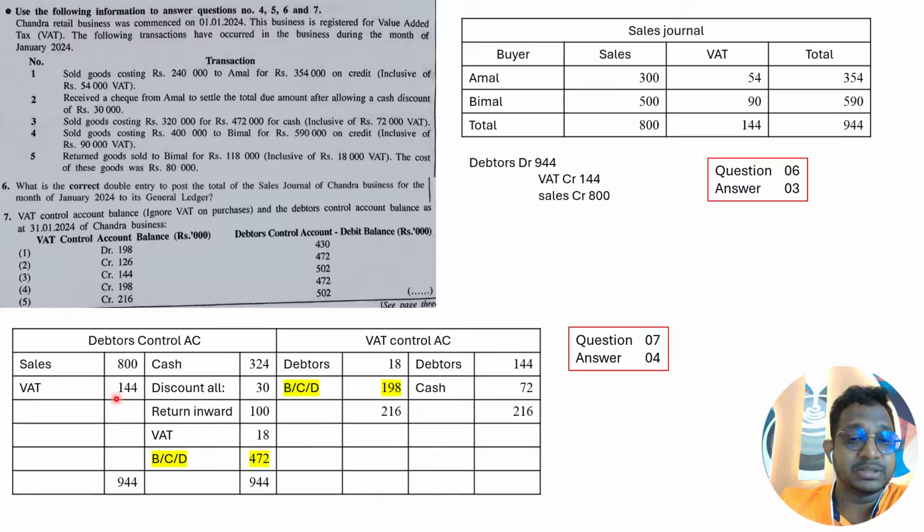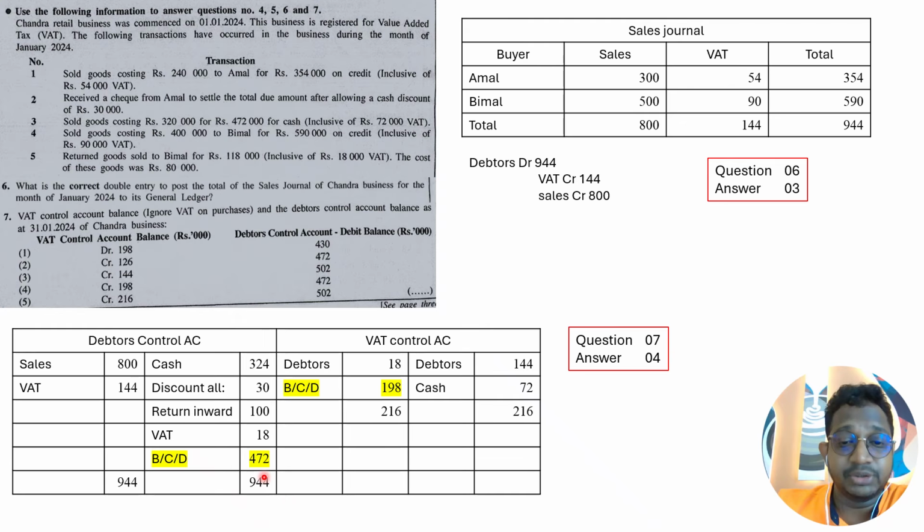And it says you are settling cash for Mr. Amal, 324. And at that point you are getting a discount of 30. And then Bimal returns 100, and the VAT on that is 18. So the balance carried down of the debtors control account should be 472.